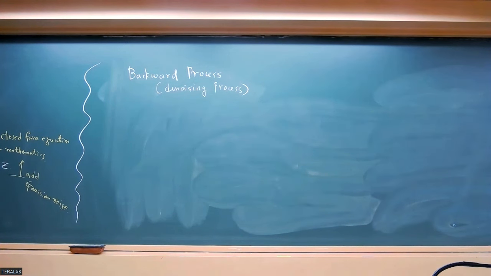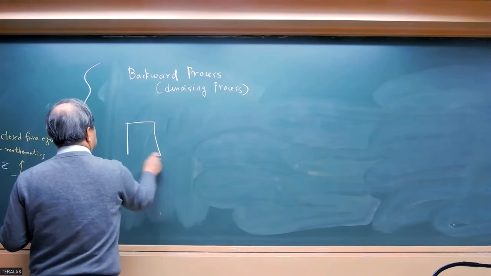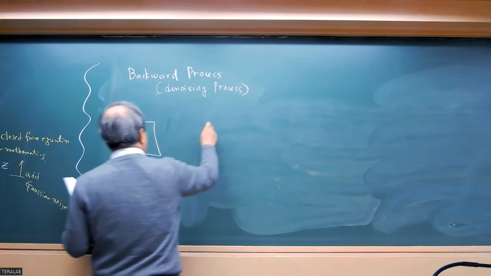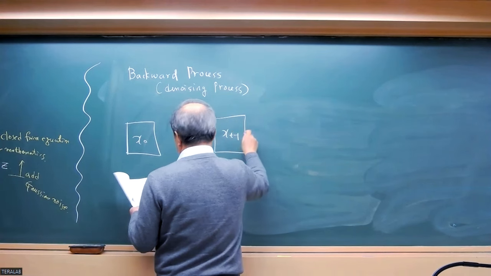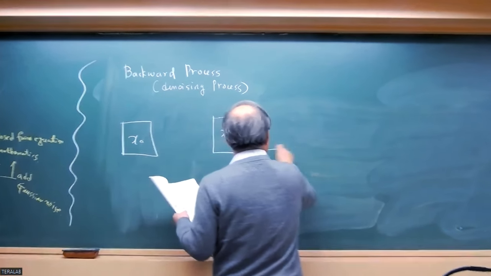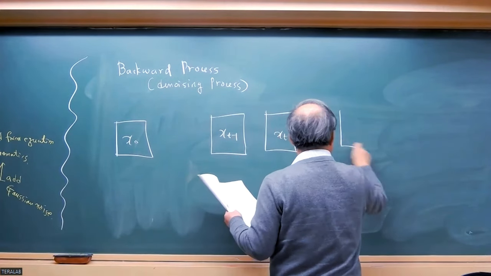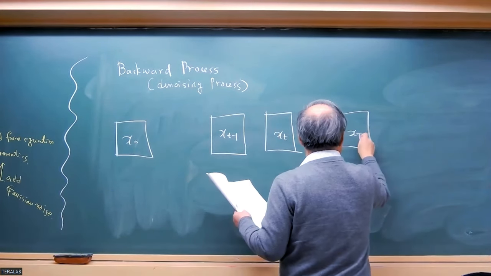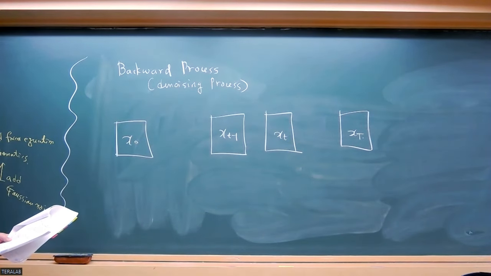Now let's talk about the denoising process. We have original image x0, we have image xt minus 1, xt, and finally we have capital XT that corresponds to the latent vector space.